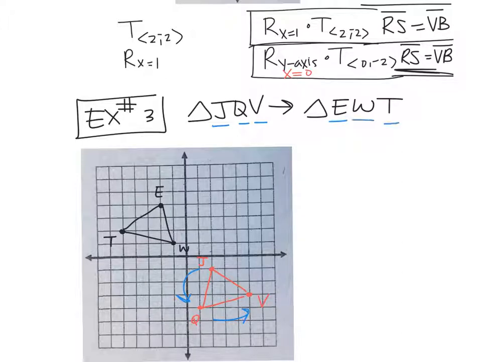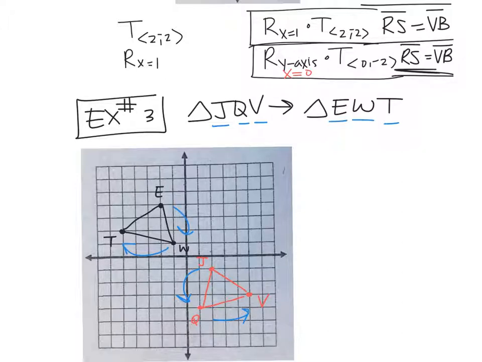Then look at EWT. From E to W to T, what direction am I going? Clockwise. So if there is clockwise for one and counterclockwise for the other, what transformation has to be a part of this? Not a rotation. That has same orientation. A reflection, okay? So this is either a straight reflection or a glide reflection, because those are the only two that we know that have a reflection in them. What do you think it is? It's a glide reflection, okay?